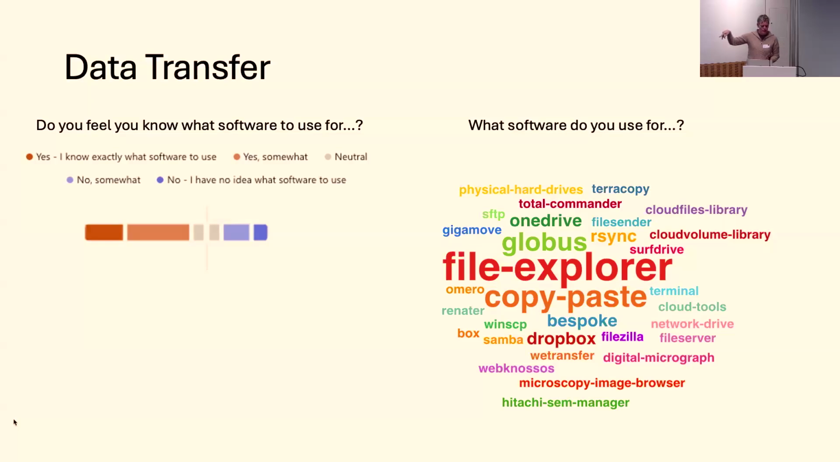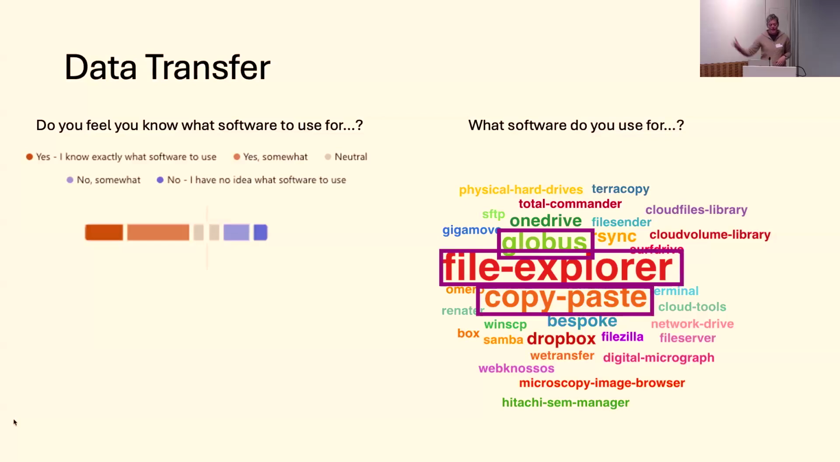On the left-hand side, you can see that most people did not feel that they knew what software to use for data transfer. That's the red side of that graph. And then on the right-hand side, you can see all of the different things that people are actually using in order to do data transfer. Obviously the biggest thing that people are using are their built-in file explorers and copy paste. So this is an area that we can potentially help as we start to think about how to modify what people are doing within the field.